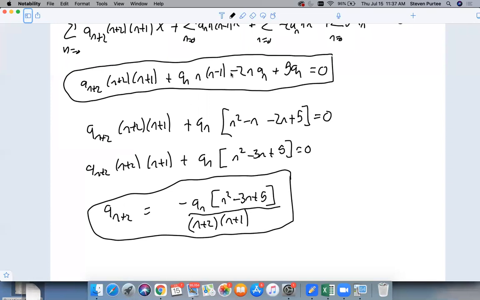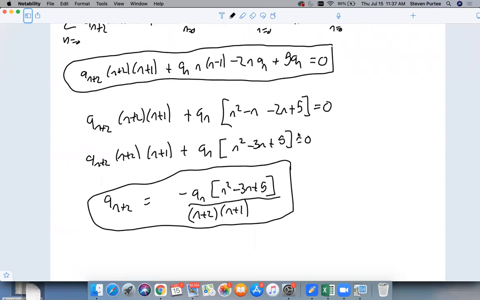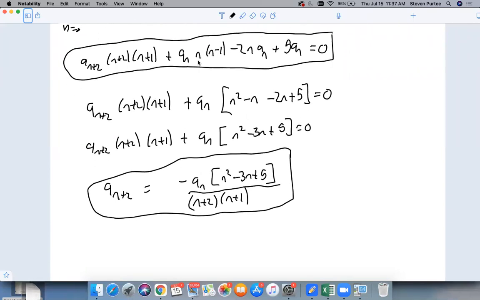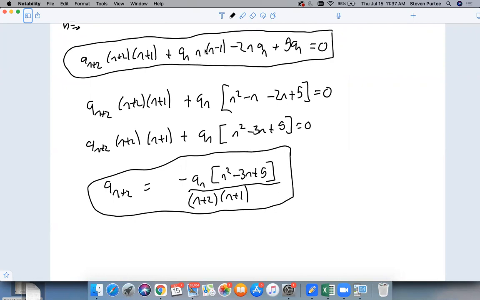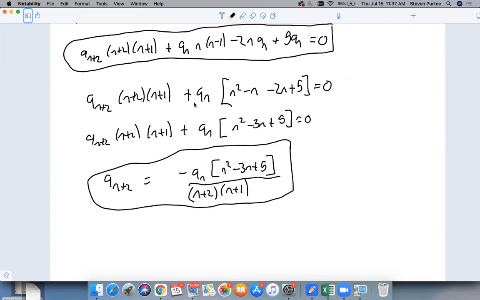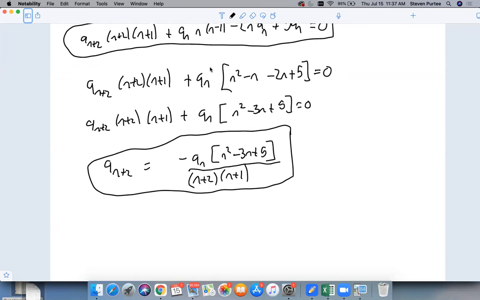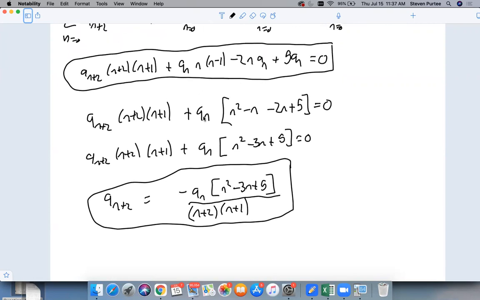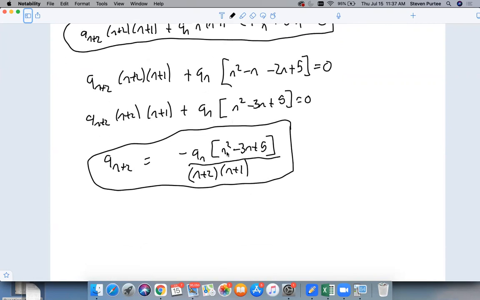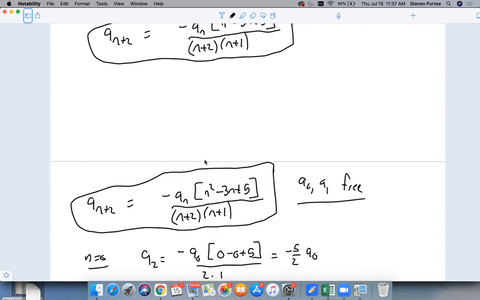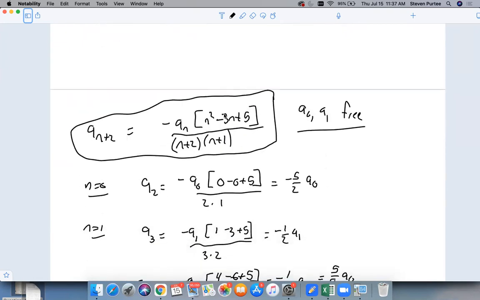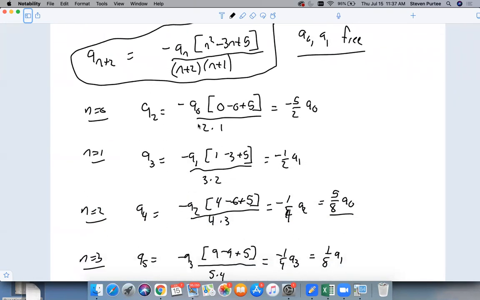So I distributed here. You can check all my details. I spent like an hour writing this one up. So I think all the details are correct. I can't imagine there are any mistakes anywhere, but these are pretty nasty. So you guys check all my details. So we end up with this as our recursive formula, and I recopied it here just for convenience.